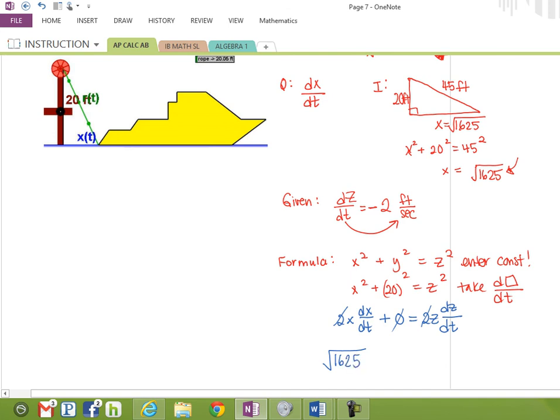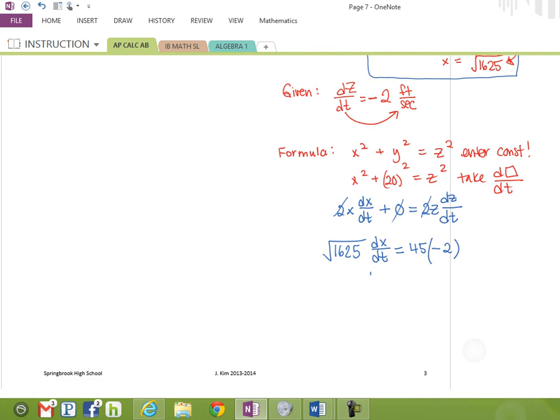So rewinding back, after the derivative, we're now allowed to use the instant information. So I can use the x, which is root of 1625, dx/dt is the question, equals the z value at 45 feet times dz/dt, which was negative 2. So dx/dt is negative 90 divided by the square root of 1625, which is a good enough answer. And then we want to put units. Time was given in seconds, distances were given in feet, and that would be good enough for me.